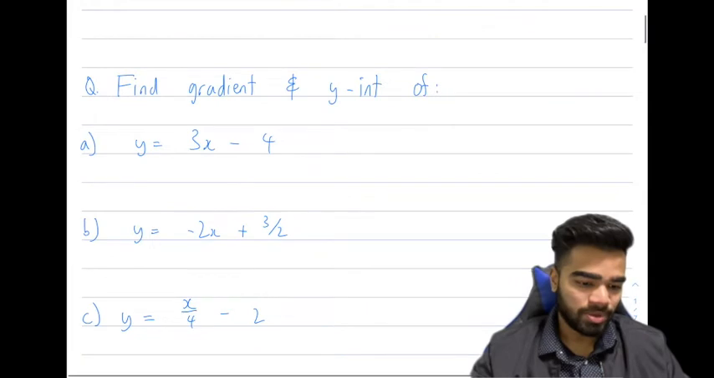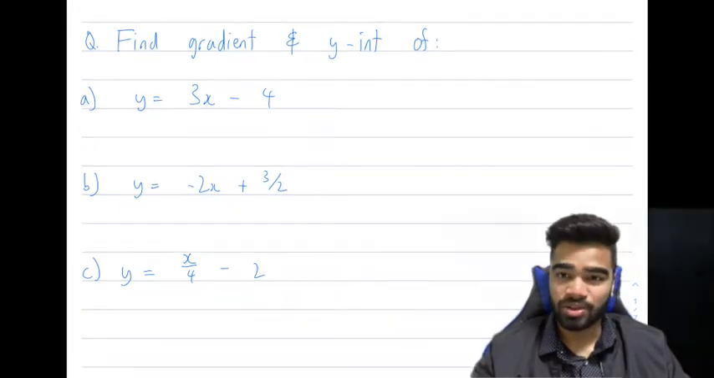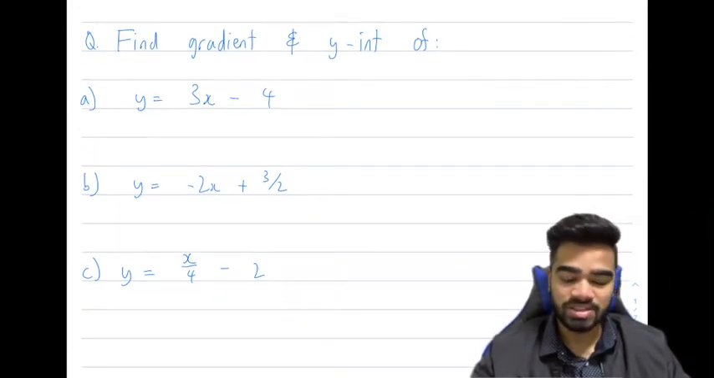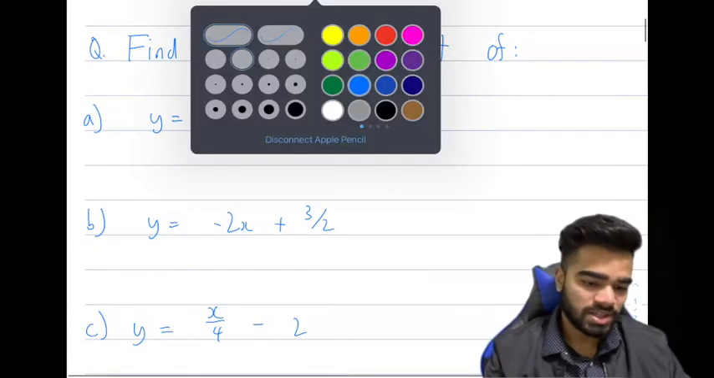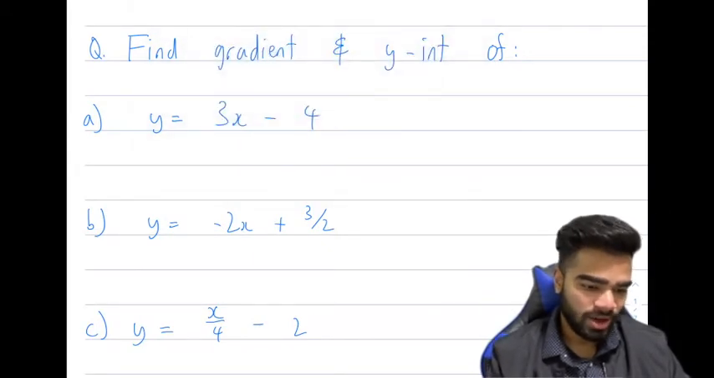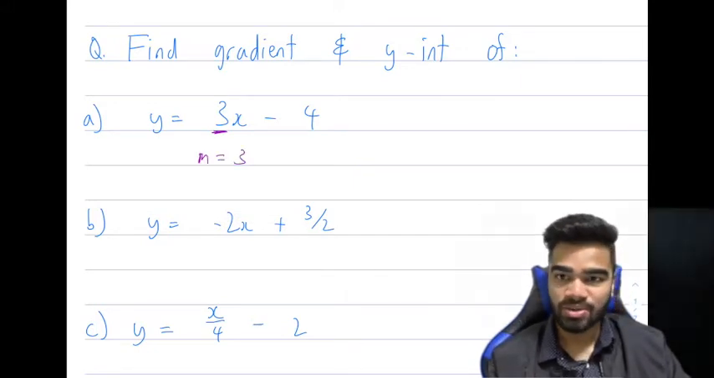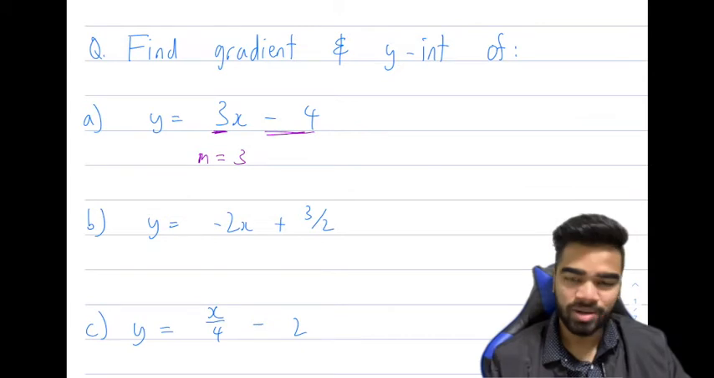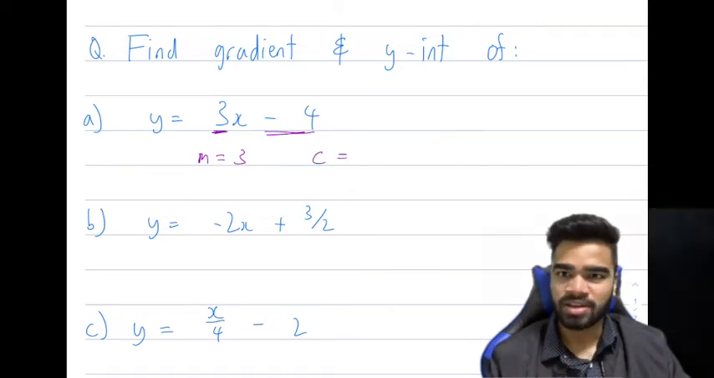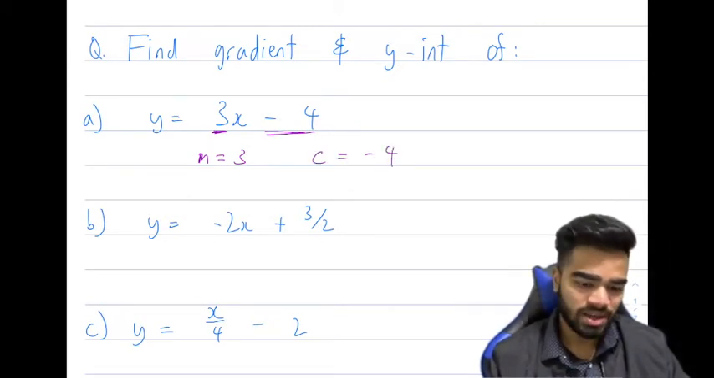So let's look at a couple of questions now. These questions are asking for the gradient and y-intercept of all of these graphs. So tell me guys, what is the gradient of the first graph here? Well, the gradient is always the coefficient of x. So in this case, gradient m is equal to 3. And what's the y-intercept? Well, the y-intercept is the whole number next to it. So c, which we use to represent the y-intercept, is -4.